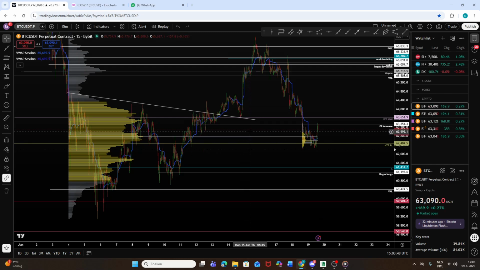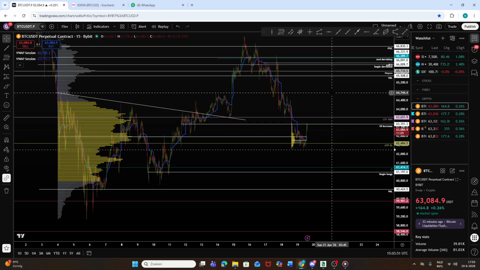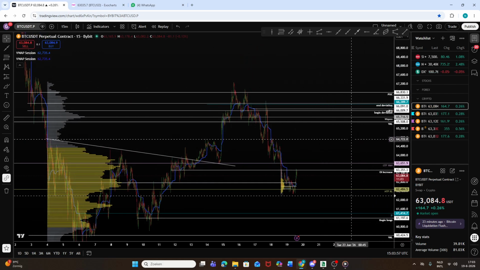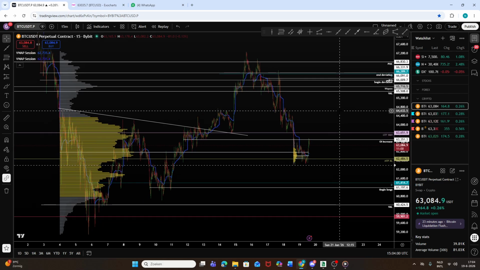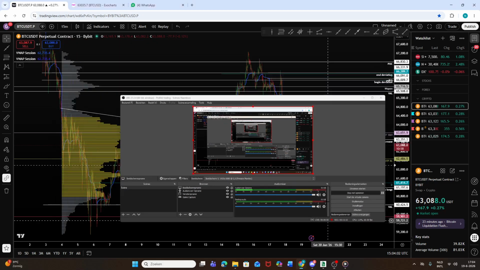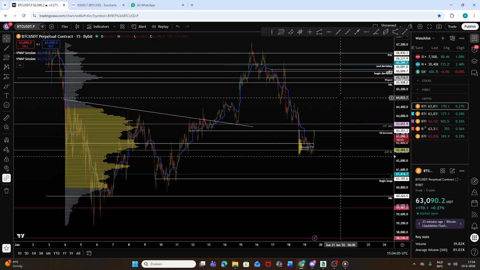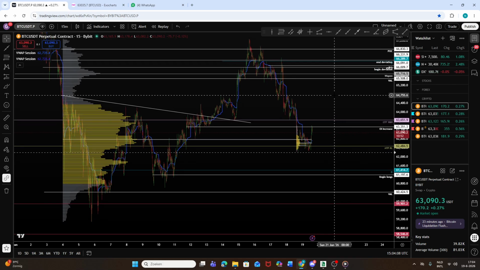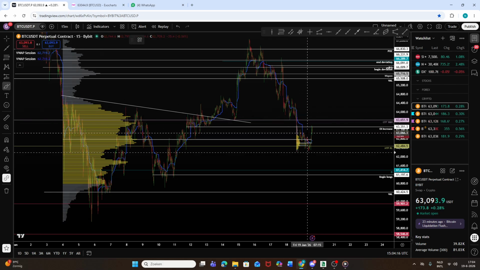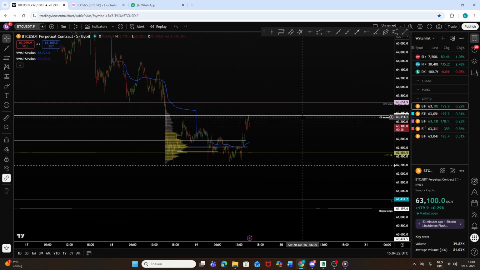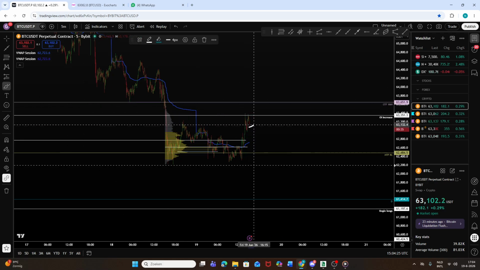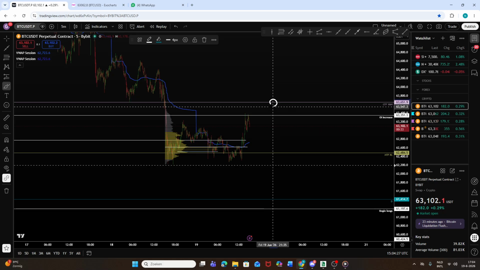There aren't any shorts, so I'm kind of worried about that, because if there are no shorts, then there will be no fuel to pump this to 73K. Then we need a sign of strength. Okay, I don't want to make this too long, just a few more minutes. There are exposed longs here, so that's why I'm thinking about a scalp short right here. But I want this to go a little bit higher, to 63.5K.